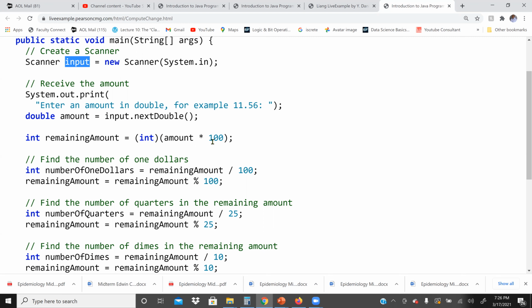We multiply by 100 to change everything to cents. Then we divide by 100 because we know 100 cents is $1. So here we have a variable number of $1 that will give us the dollars. Now we want to see the remaining cent. So it's the same variable where we have the remaining amount. We use the modulus 100. Modulus 100 means if I divide the value by 100, what will be the remainder? So the remainder, we are going to put it in the remaining amount variable.